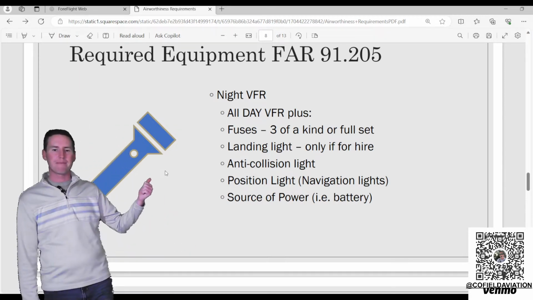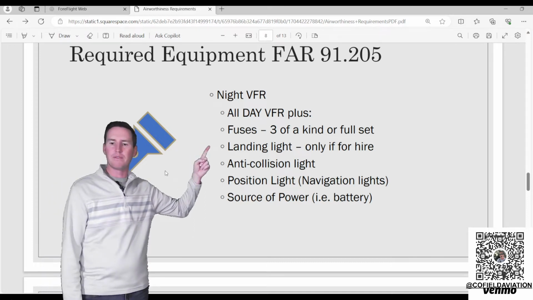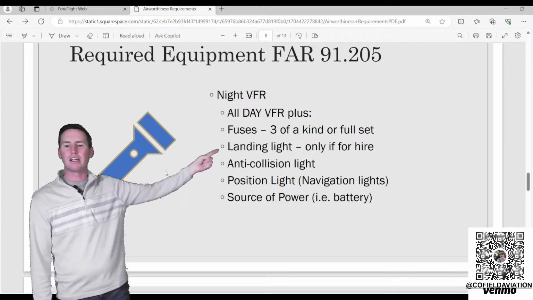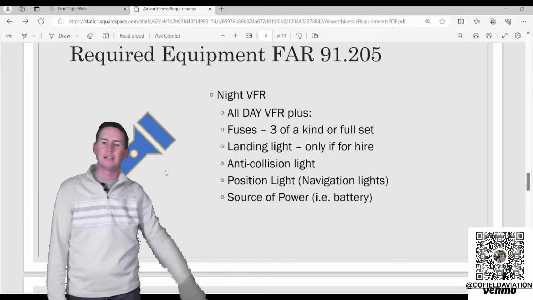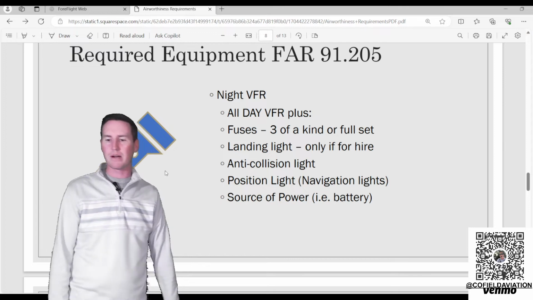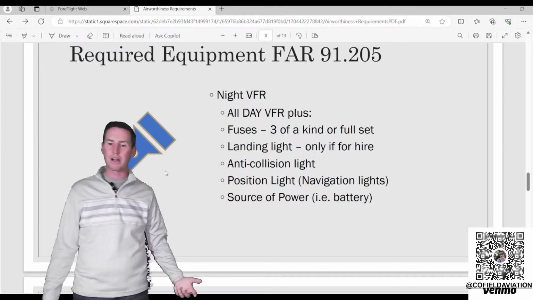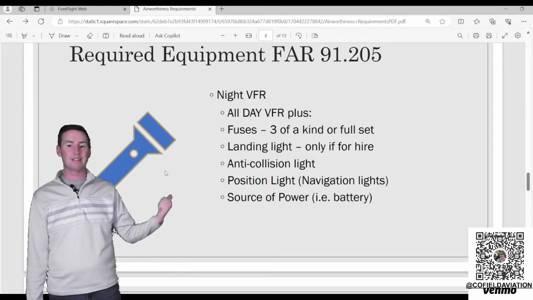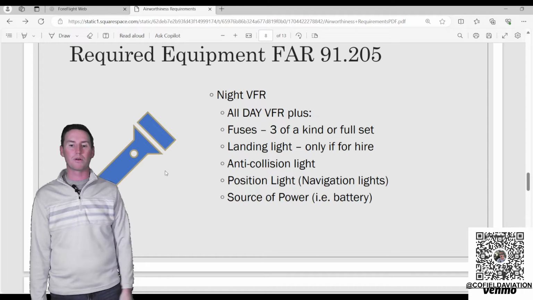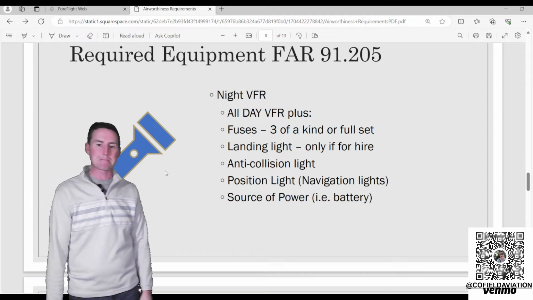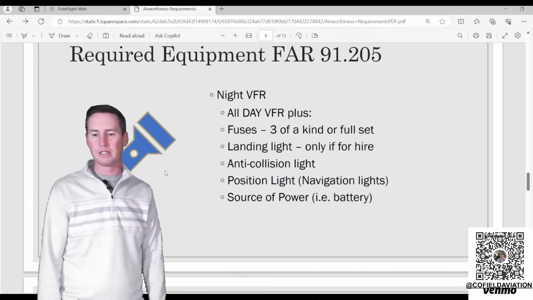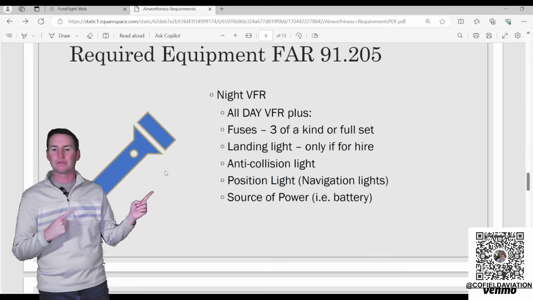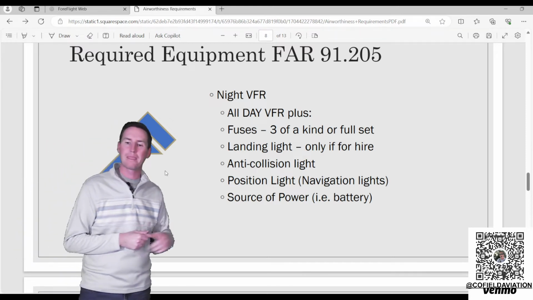Same thing for nighttime. It's all of the daytime equipment plus, if you have fuses in your aircraft, a spare set of fuses, 3 of a kind or a full set. You need a landing light only if for hire. We talked about whether your airplane requires a 100-hour inspection or if you're flying it for hire. So if you're just renting your airplane at night, technically, it doesn't have to have a landing light. But if you're providing flight instruction in the aircraft that you also own, that would be for hire, so a landing light would be required at night.